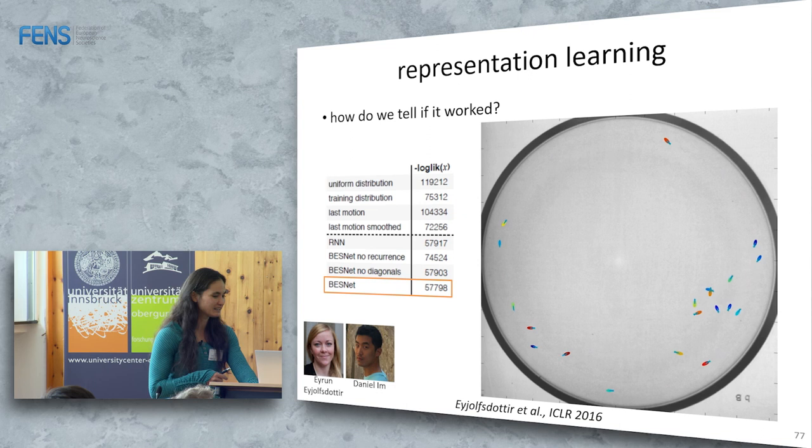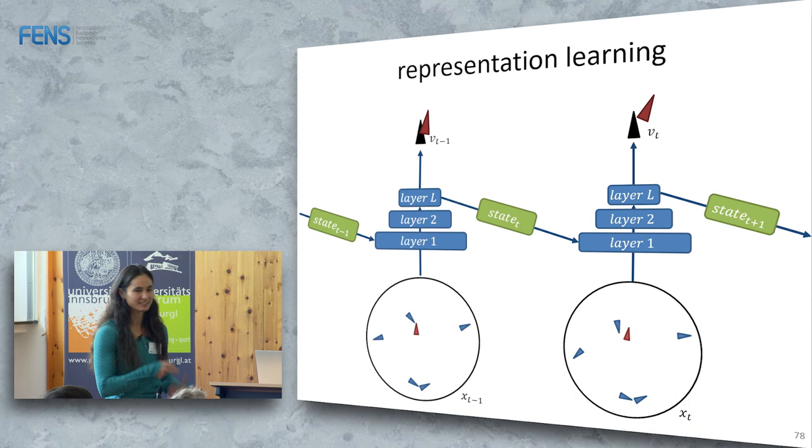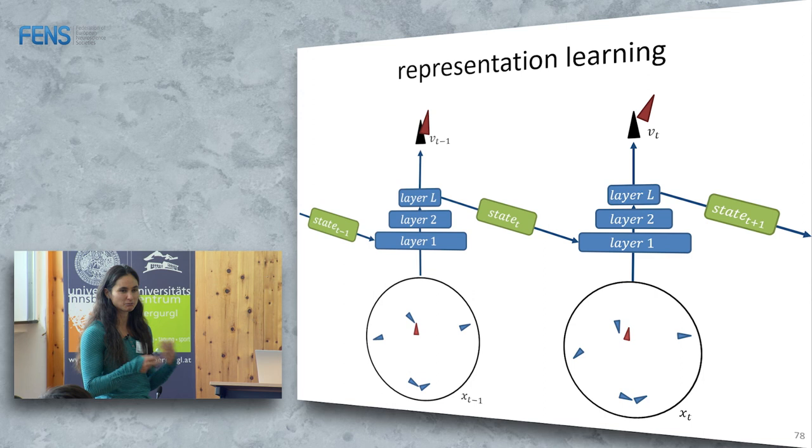But actually, what we really want to do with this is not just simulate fruit flies. That's not our goal. We want to learn something about fruit fly behavior. So we're looking at these internal representations to figure out whether something interesting has been learned, as well as looking at ways of making the types of neural networks that we learn interpretable. There are things called attention networks that we're trying for this, to see if we can understand what is important about fruit fly behavior.